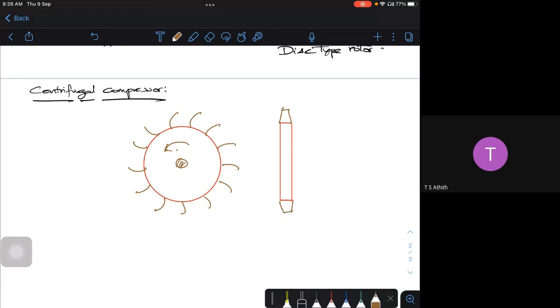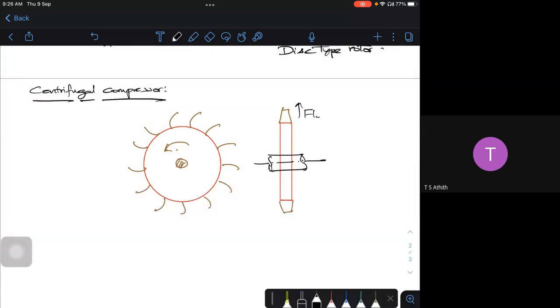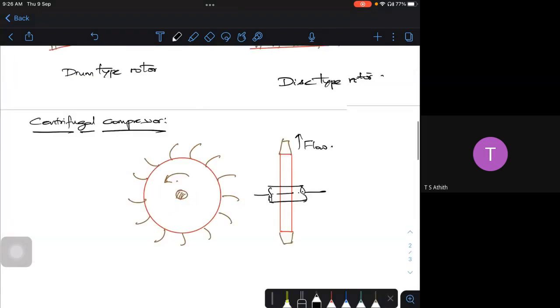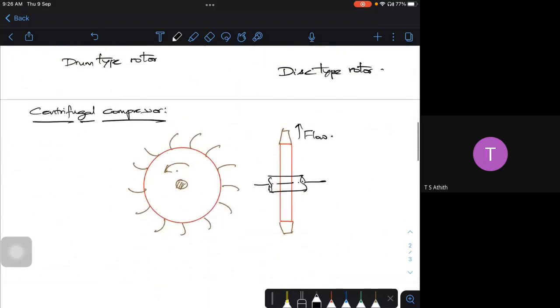Now, why is it called a radial flow compressor? See, this is where I have my axis, the shaft is here. The flow is in the radial direction, and in the other case the flow is in the axial direction. That's why, based on the flow, I can classify them this way.